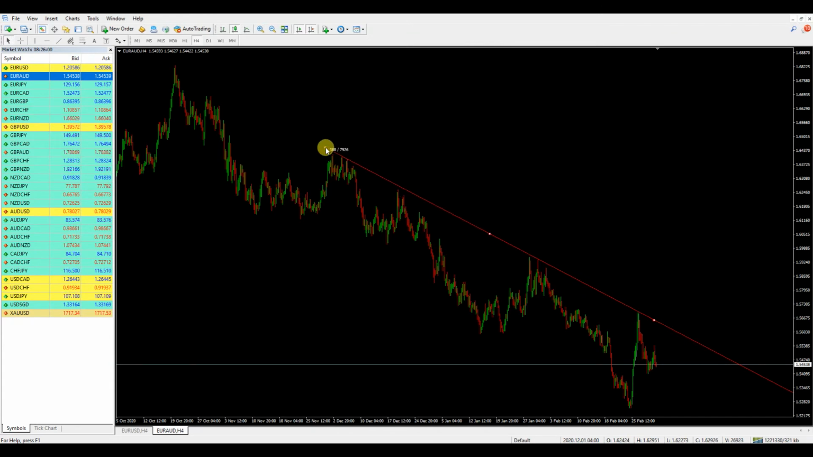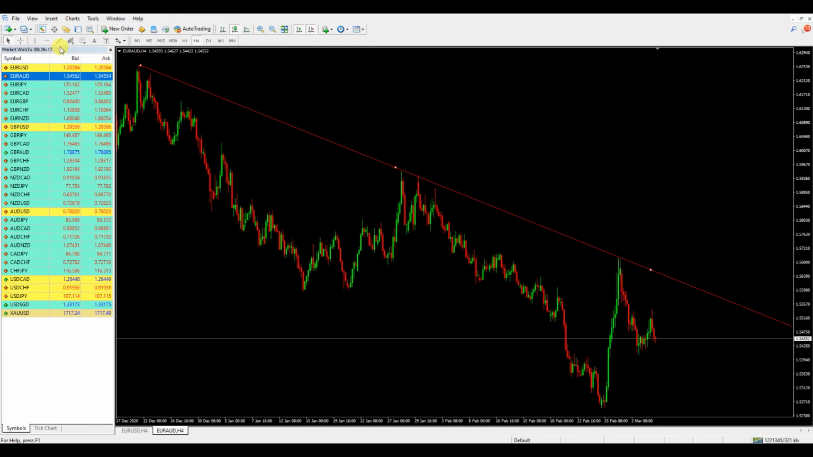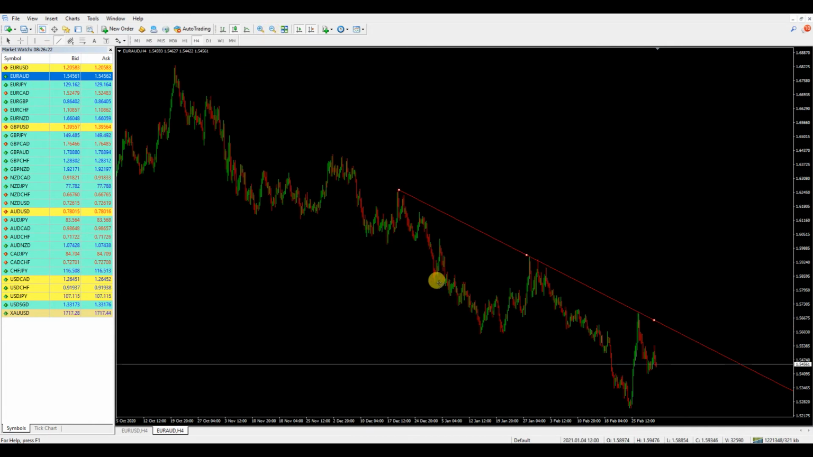If you want, you can take it bigger over here, or if you want, you can even take it from here. But then we're just gonna take it from this area because we know that this is H4 and the market is in a very strong sell momentum. So what we're gonna do is we're gonna take a second trend line and we're gonna draw from here now.